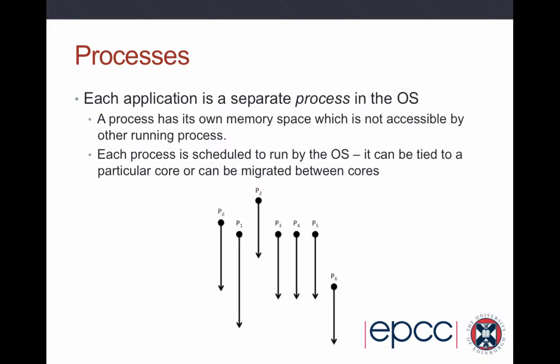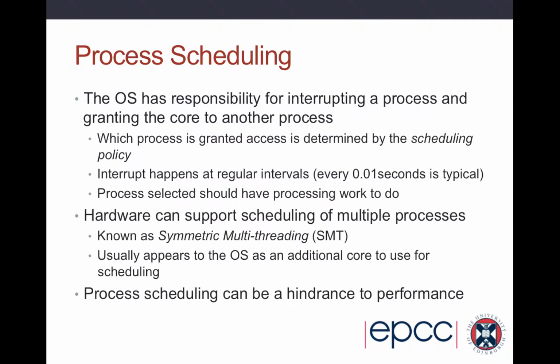And if a process stops for some reason, say it's waiting for a file from disk or something like that, quite often the operating system will notice this and swap in another process that's waiting for access to a core to take advantage of it. And this swapping, this interrupt process, happens on quite a small division of time. And this is what's called process scheduling. So the operating system has responsibility for interrupting the process and granting the core to another process. Which process is granted access? And this is determined by the scheduling policy.